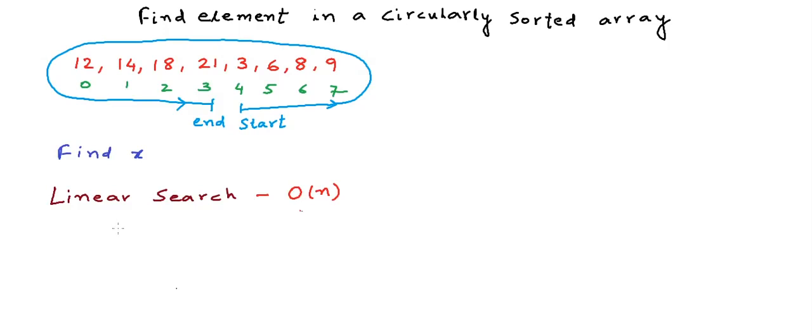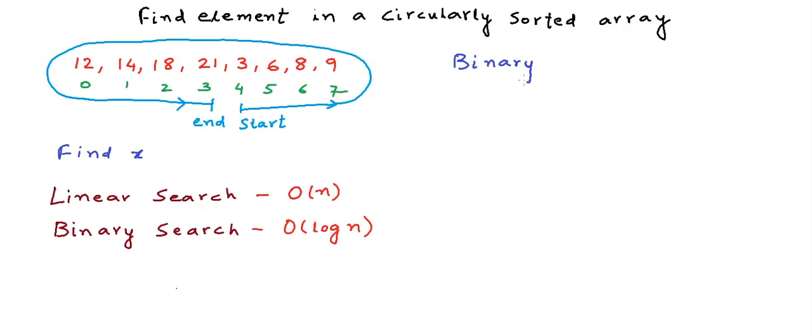Whenever we have sorted data and we have to search for something, we should always think about binary search as one of the possible approaches. Binary search, as we know, executes in big O of log n. At most, we make log n comparisons to find our element in the array. And big O of log n is the best time complexity to have for a solution. So let's see if we can apply binary search in some form to solve this problem.